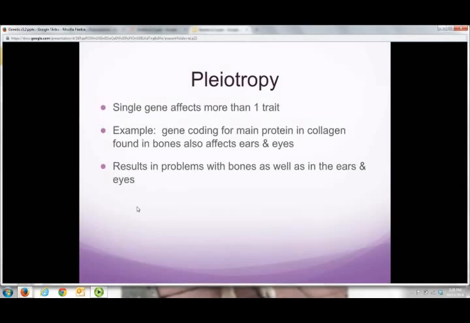With pleiotropy, a single gene affects more than one trait. An example is a gene that codes for the protein collagen, which is found in bones. This is also going to affect the ears and the eyes. This results in problems for this person with their bones, as well as problems with the organs of the ears and the eyes.